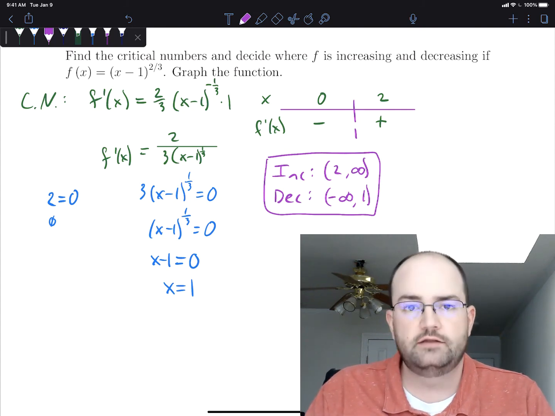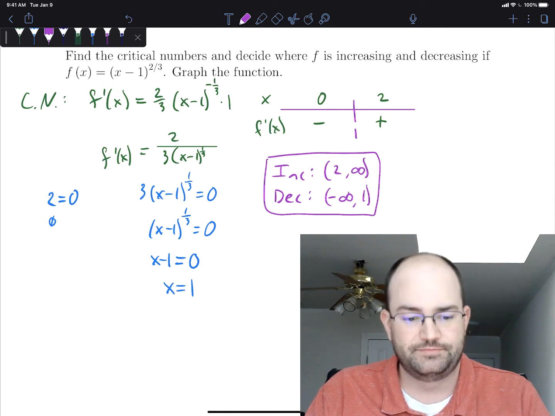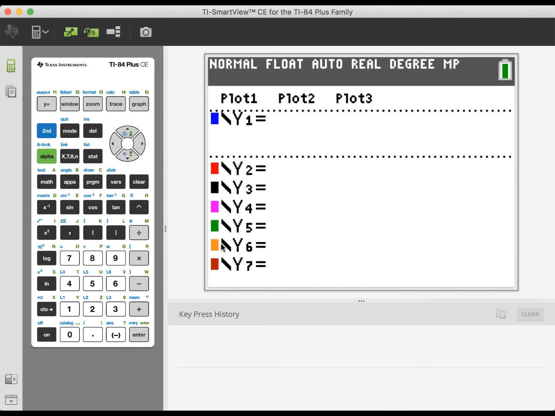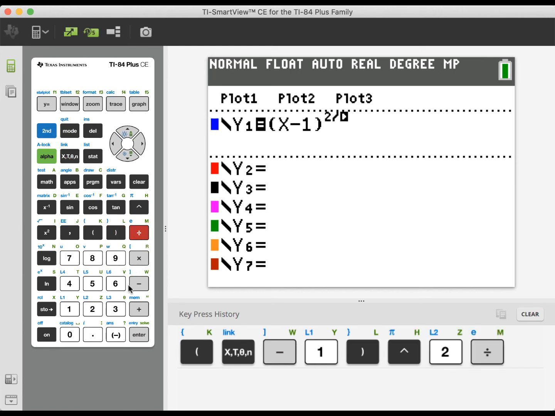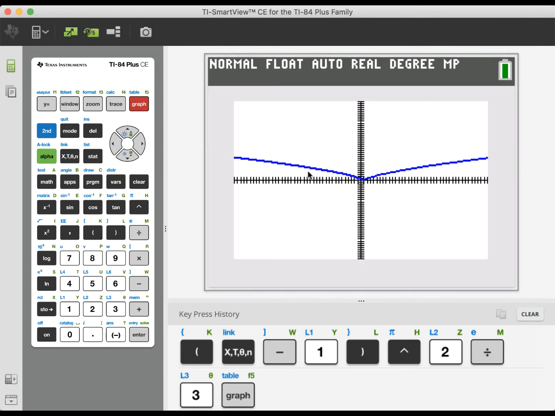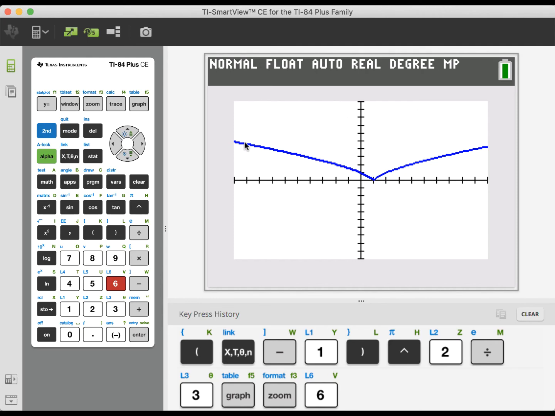And I'm going to go ahead and go to the calculator, and I will show you what this function looks like there. I'll see you there. Okay, so welcome to the calculator. Let's go ahead and graph this. Parentheses, x minus 1, close parentheses, raised to the 2/3 power. Excellent. And then you can just graph this. Now notice that this function is going down and it's going back up, and it happens at 1. Now that's not the standard window, so if I press zoom 6, there you go. So it's going down and then it's going back up.